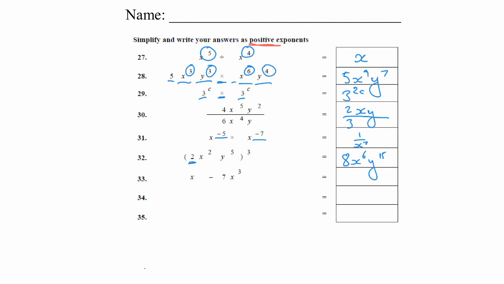Question 33, and we have x minus 7x cubed. And I must admit, I think this is a strange question to have in this section of exponents, because what it's really testing is like terms. We've got these things, x's, and we're subtracting 7x cubes, which are different things. So we can't add unlike terms. So we'll just have to leave it as is. We've got x minus 7x cubed.